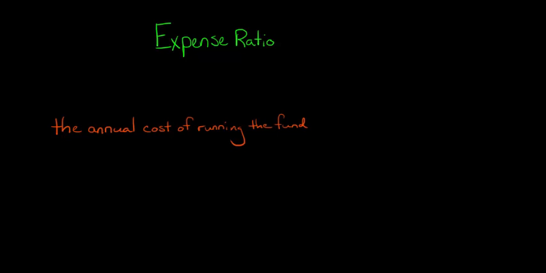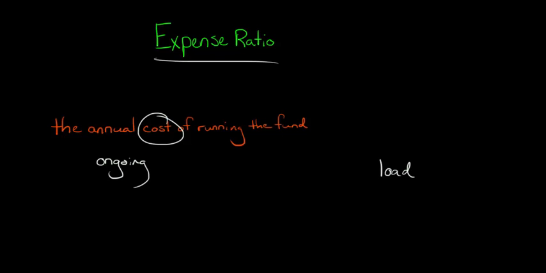In this video, we're going to talk about the various costs that go into the expense ratio of a mutual fund. So the expense ratio is the annual cost of running the fund. And when I say annual cost, what I mean is this is an ongoing cost. So this is distinct from a load, where we think of a front-end load or a back-end load that you paid to get into a fund. This is distinct from a load.